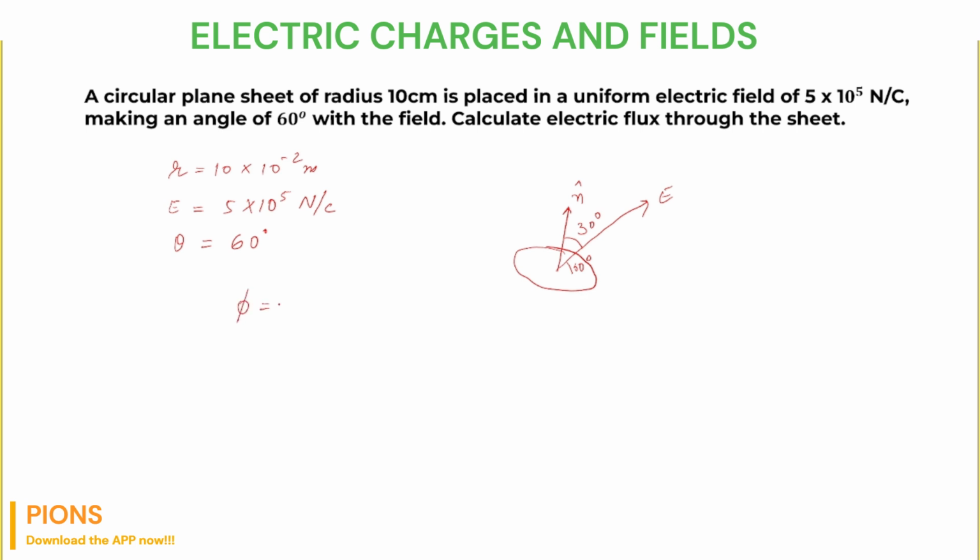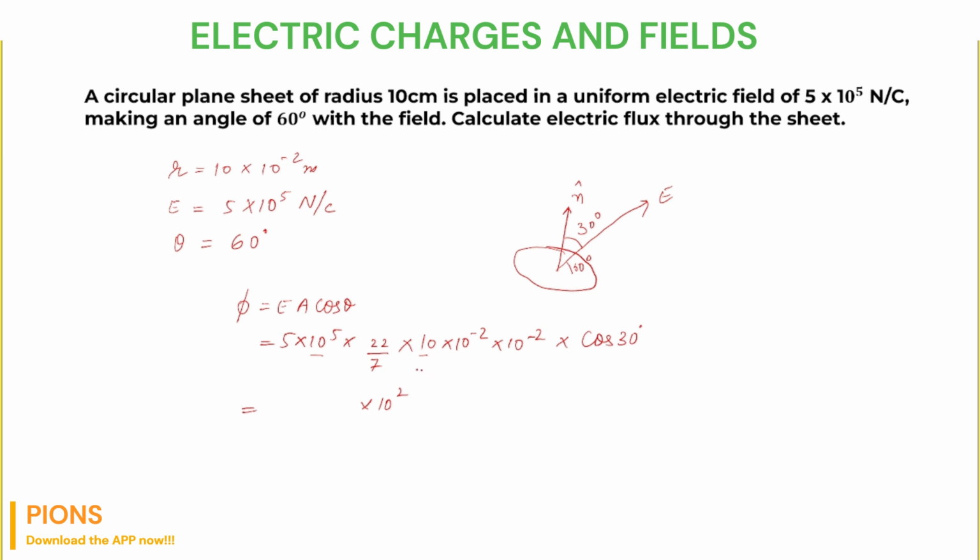Flux phi will be equals to EA cos theta, correct? So E is nothing but 5 into 10 to the power 5. Area is pi r square. So we will write it as 22 by 7 into r square, which is 10 into 10 to the power minus 2 into 10 into 10 to the power minus 2 into cos 30 degree. So cos 30 is nothing but root 3 by 2, right? So what we will do here is let's multiply them. So let's multiply the powers first. 10 to the power 5 and 10 to the power 6, and 10 to the power minus 2 and minus 2, minus 4. So 10 to the power 2 we are left with, right? And let's multiply 5 into 22 by 7.